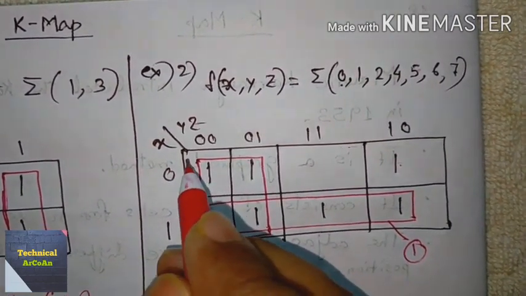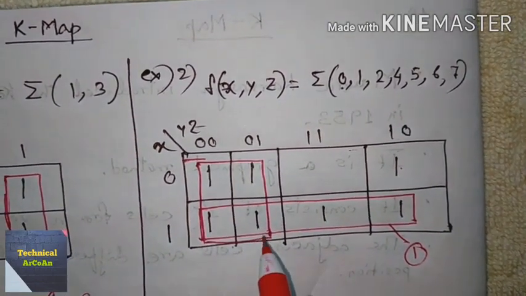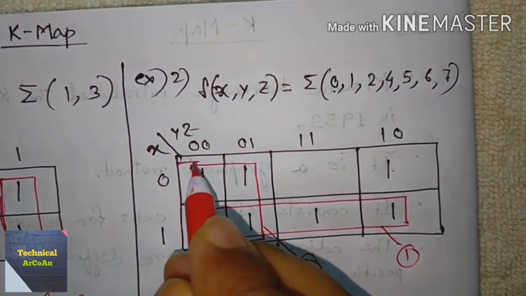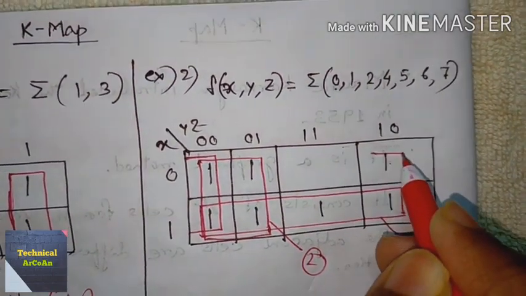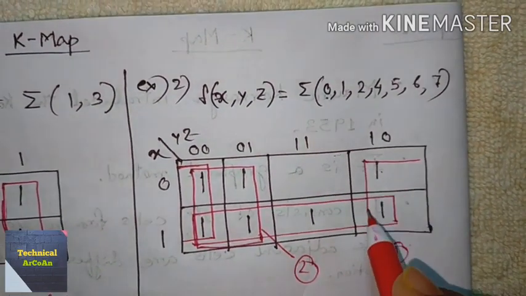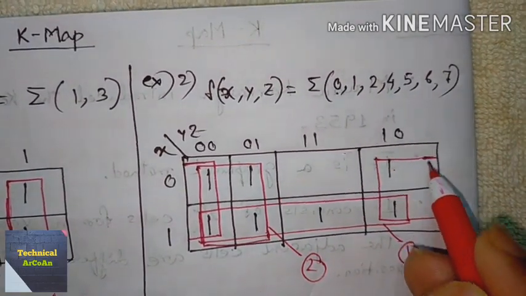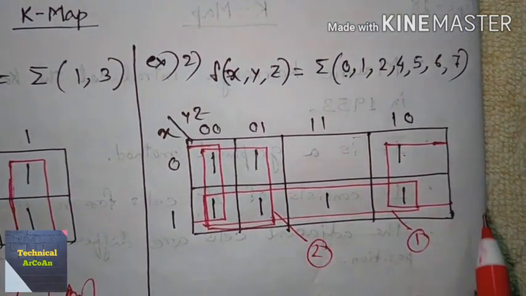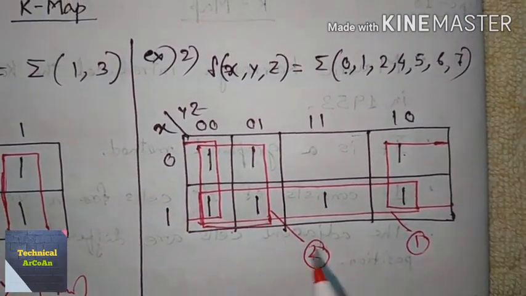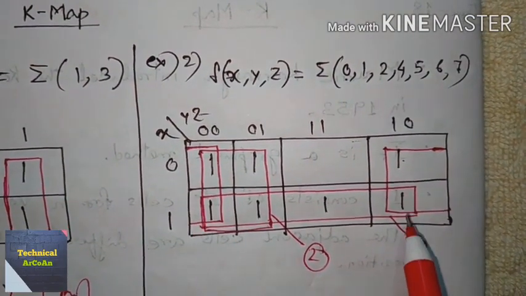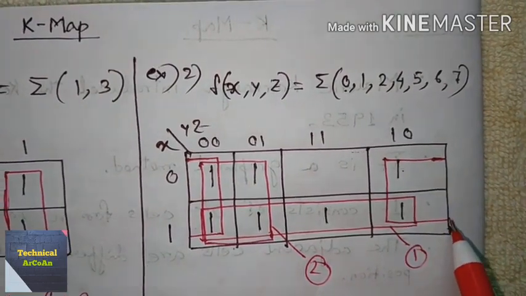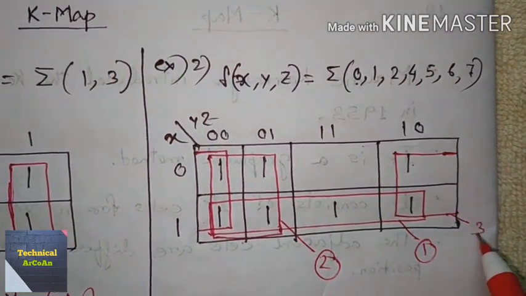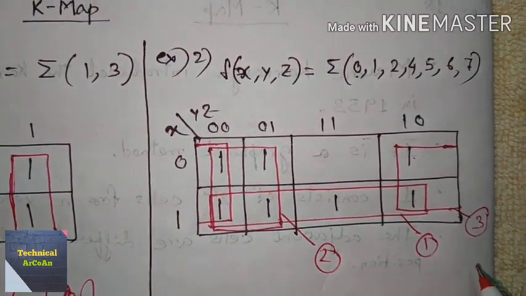Okay, and the next, this is your second group, and the last I am forming this one, this 2 1 and this 2 1. Now this is the most important part: we think that this Carnot map can be folded. If we fold it, this one and this one will be adjacent. So that's why this part and this part can also be taken as a single group. So that's why it's a third group.